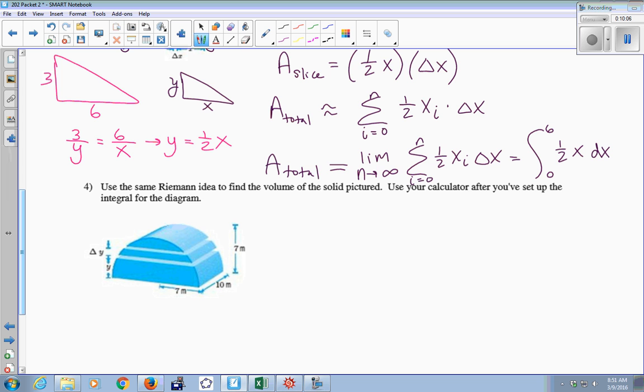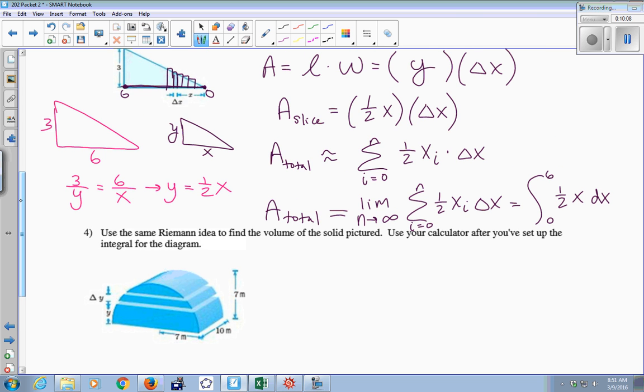And now we can just evaluate this integral. Take an antiderivative of 1/2 x, and what do you get? 1/4 x squared, evaluated from 0 to 6, which is 9.